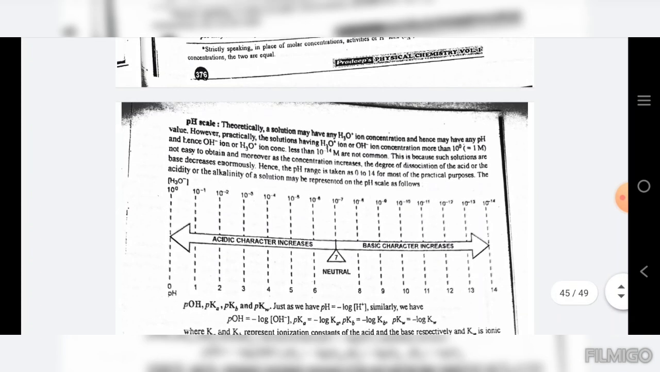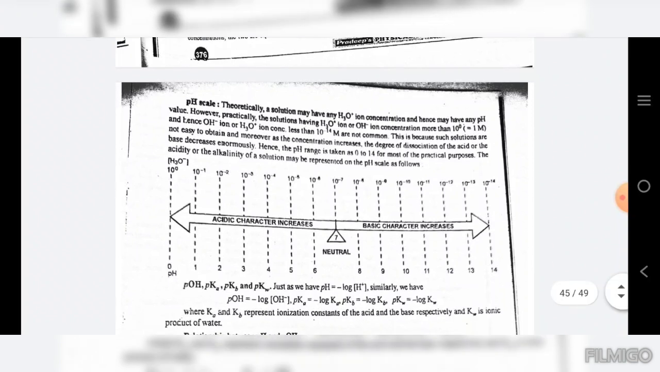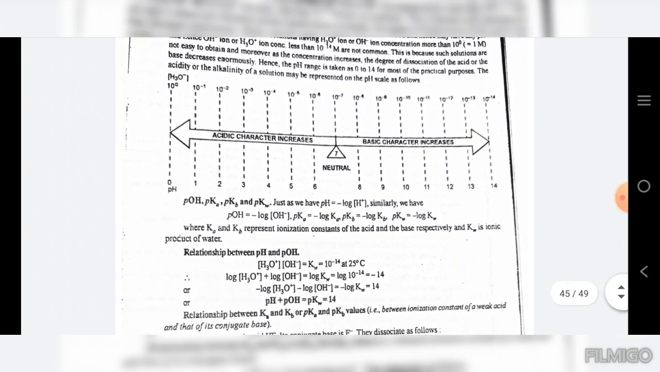pH scale. Theoretically, a solution may have any H3O+ ion concentration and hence may have any pH value. However, practically the solution having H3O+ ion or OH- ion concentration more than this is not considered. This is because such solutions are not easy to obtain, and moreover, as the concentration increases, the degree of dissociation of the acid or the base decreases enormously. Hence, the pH range is taken as 0 to 14 for most of the practical purposes. The acidity or the alkalinity of a solution may be represented on the pH scale. You can see this.